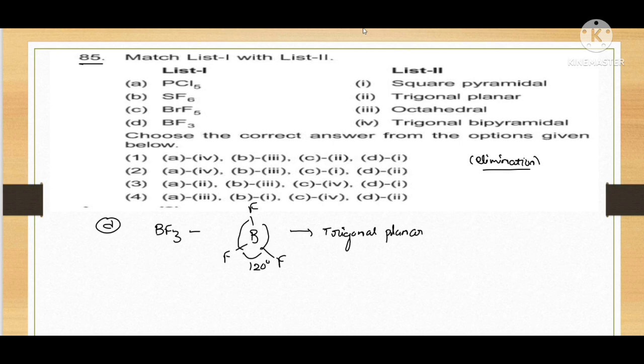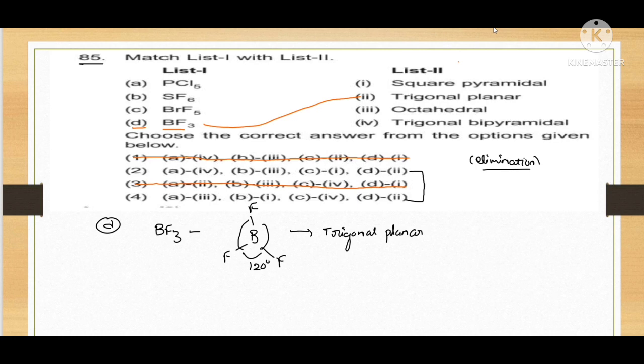Start with option D. Okay, D is 2. That is trigonal planar. Here D is 2. Only two options are present. Here D is 1, so option 1 is eliminated, and here option D is 2. Option 2 is present, and then in option 3, D is 1, so option 3 is also eliminated. By knowing only BF3, you can easily eliminate two options.